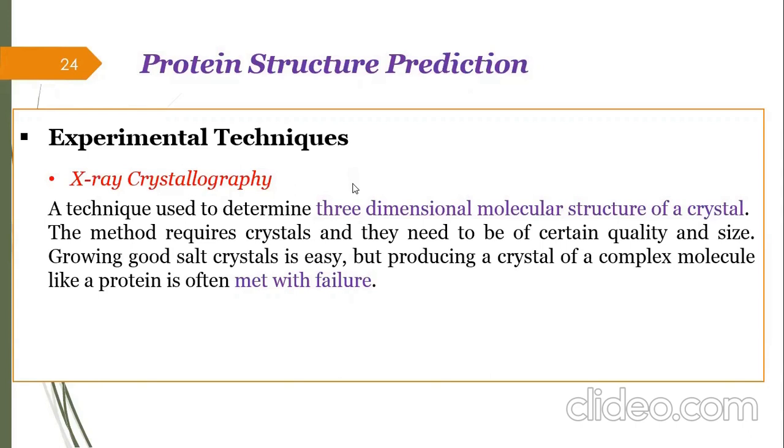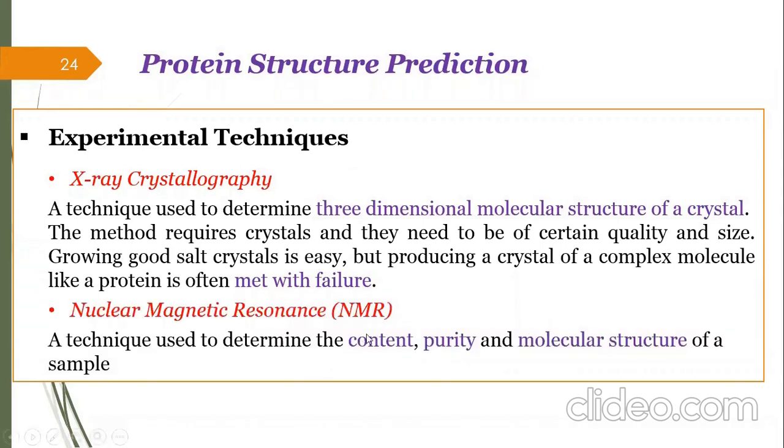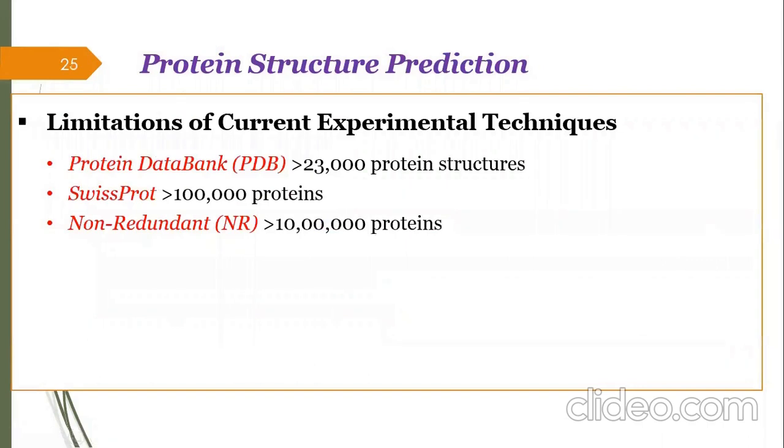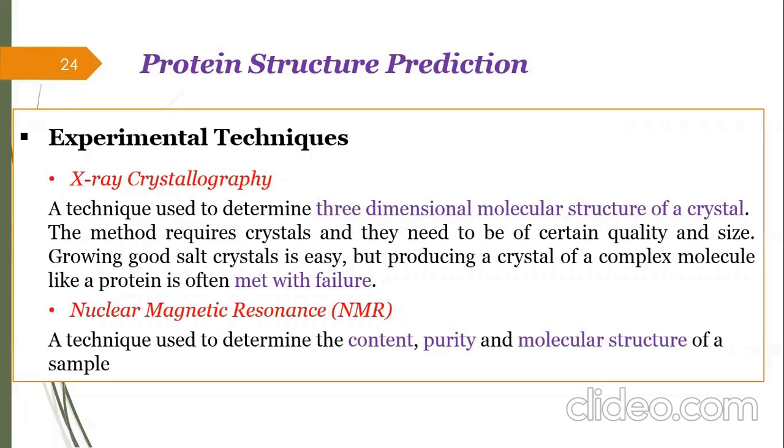There is another technique, and that is NMR, nuclear magnetic resonance. This technique determines the quantity, the quality, and the protein structure of a sample. So NMR is a technique, but this requires small peptides. This could not be used for larger proteins. So there are limitations in this procedure as well. And due to these reasons, there are a limited number of protein structures that are resolved so far.